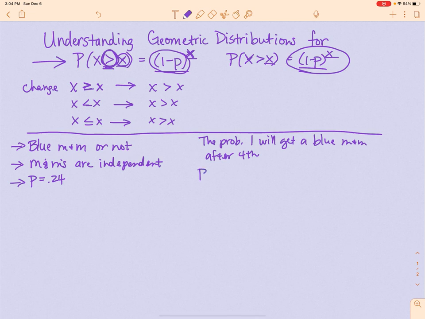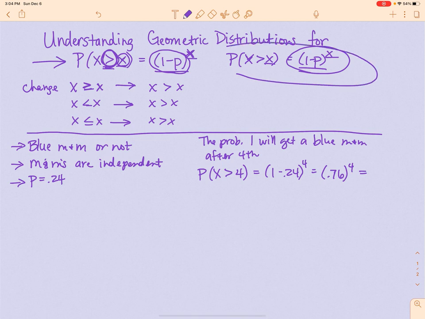So this probability would be that X is greater than 4, right? And then all I have to do is 1 minus P to the fourth, which of course would be 0.76 to the fourth. And this is a simple calculation. I can just type it into my calculator and then I get a value. So that one's easy. Anything after 4 is set up automatically to reflect this inequality right here.